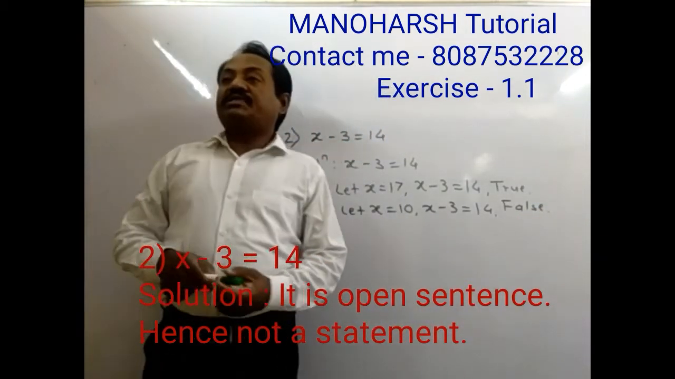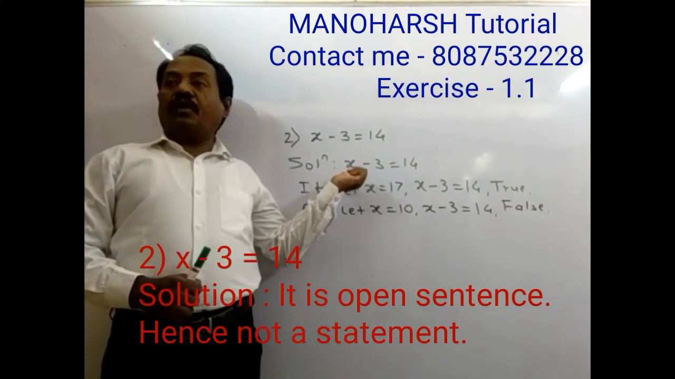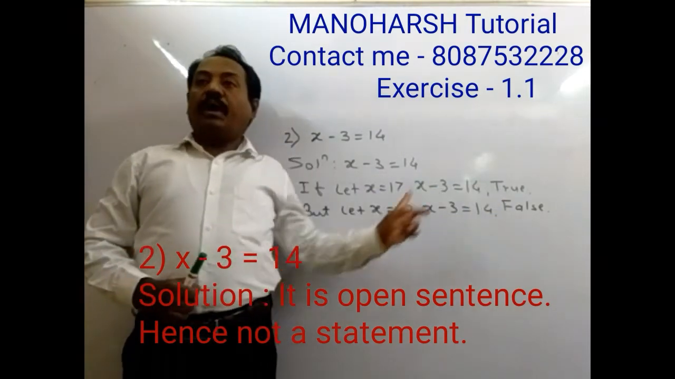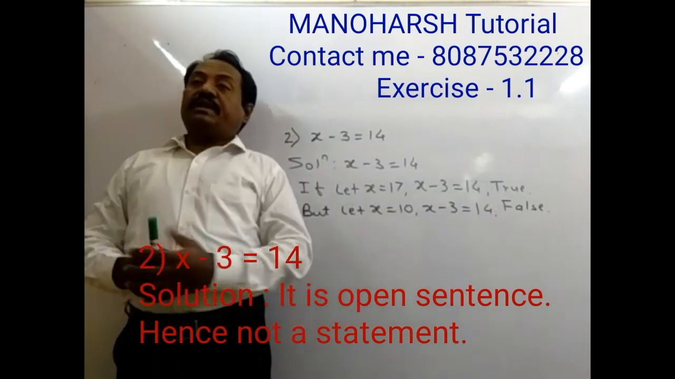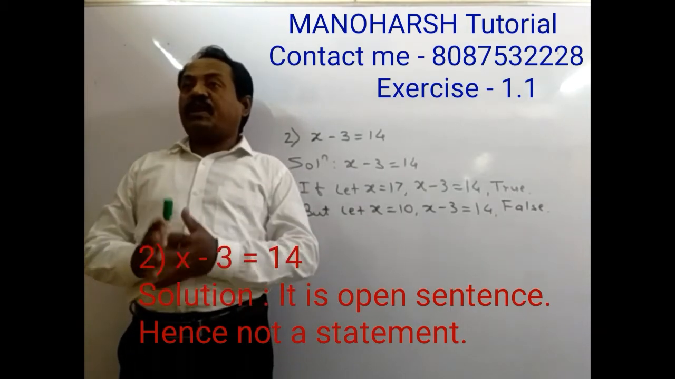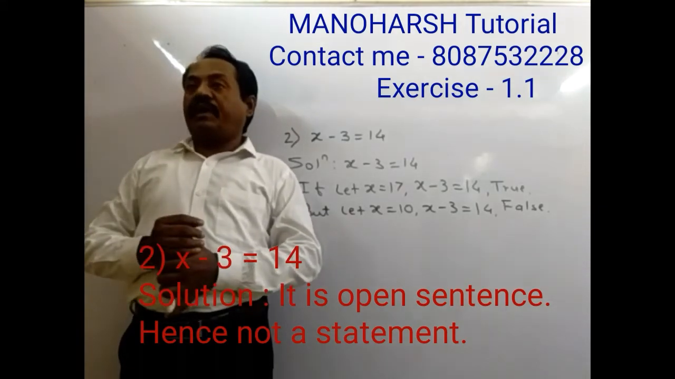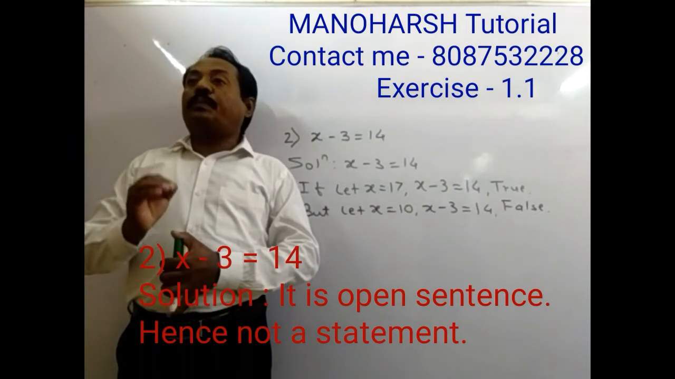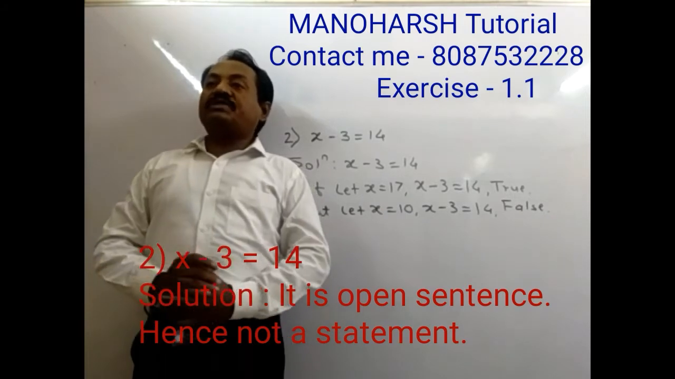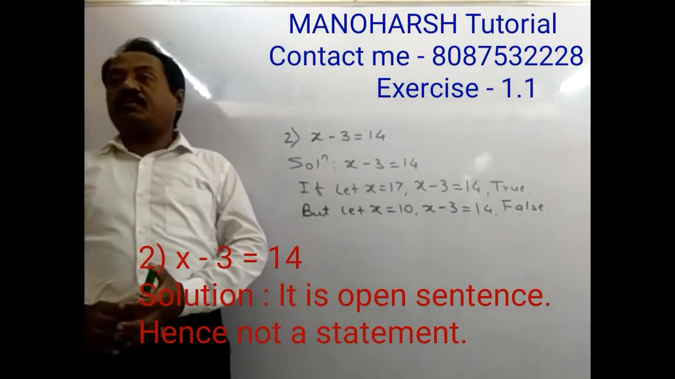So in this mathematical sentence, this expression, for one value of x it is completely true, but for another value of x it is completely false. So the same sentence, true for one value of x and false for another value of x, is an open sentence. तो ये open sentence होगा. And in logic, open sentences are not statements. Logic में open sentence statement नहीं होता.